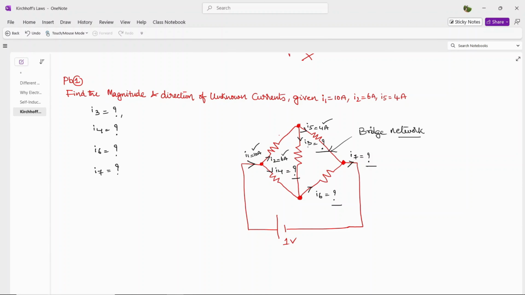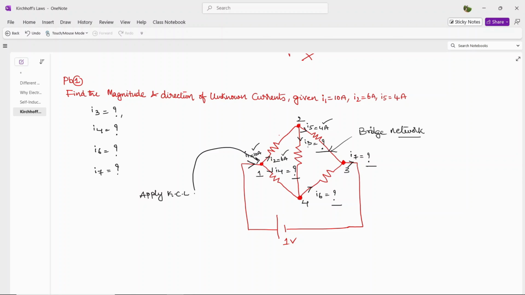Let's try to solve. So how to find the currents is to apply KCL at each node. We need to find the currents, so apply Kirchhoff's current law. If you want to mark the nodes, let's mark them as 1, 2, 3, 4.